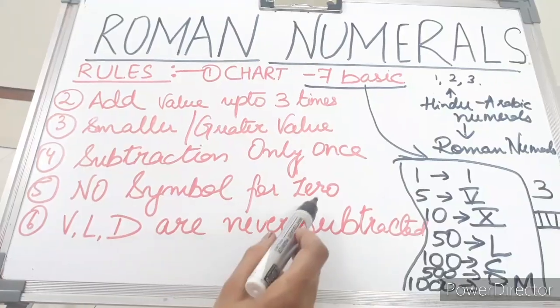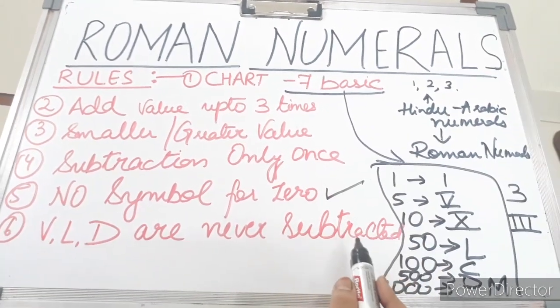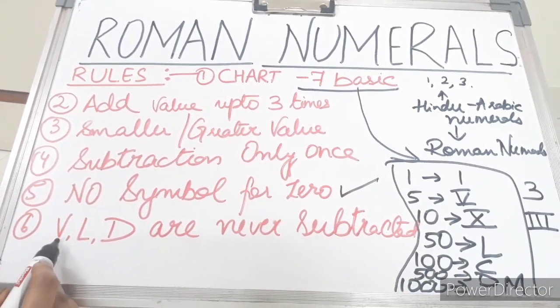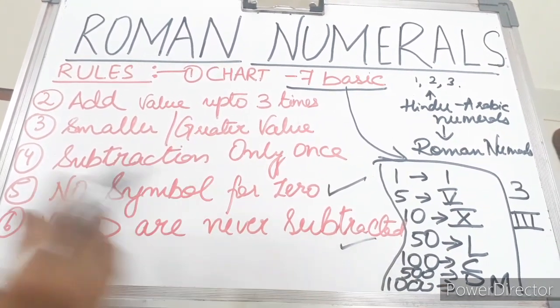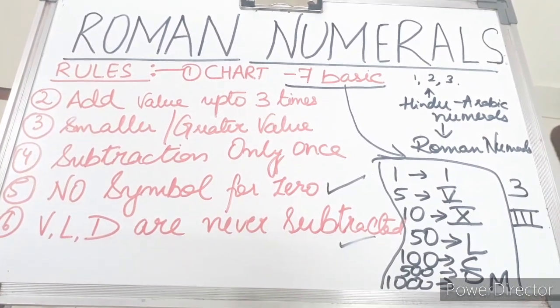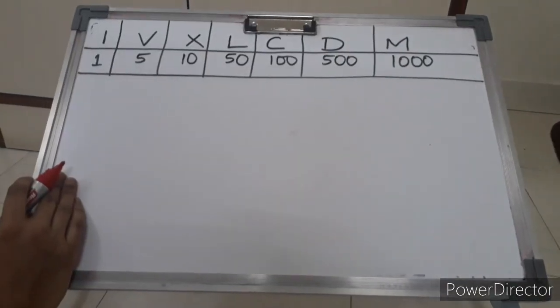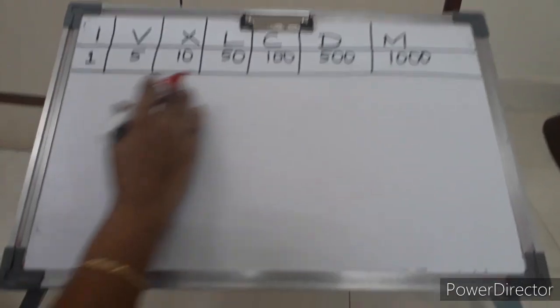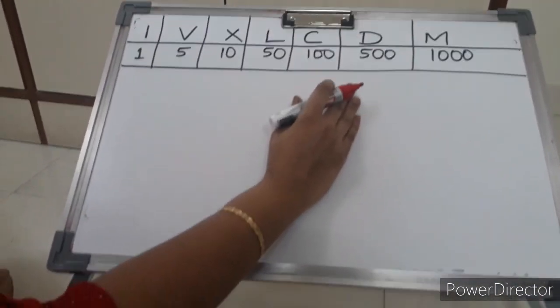No symbol for 0 in Roman numerals. There is no symbol for 0 in Roman numerals. And V, L, D symbols are never subtracted. So keeping in mind these 6 rules, we will solve the questions. So this is the basic chart, the 7 number chart which we need to remember every time.